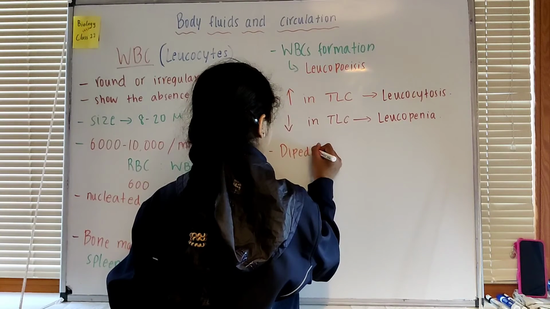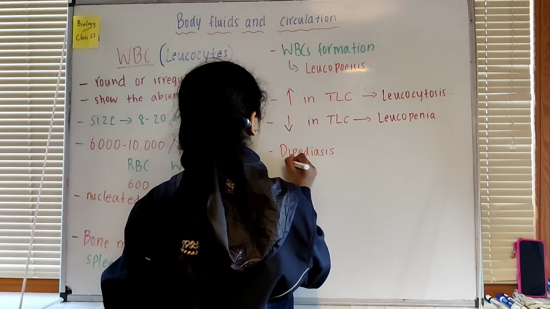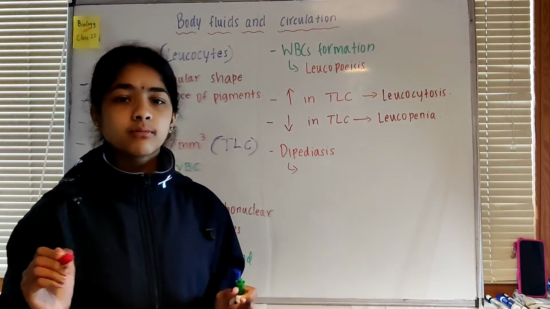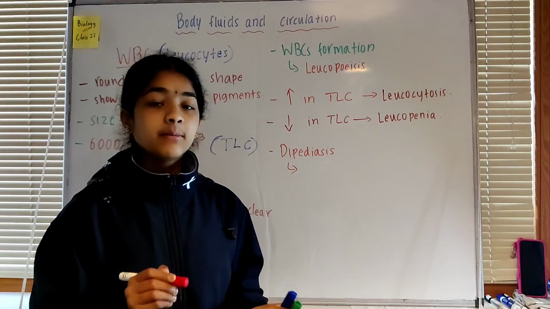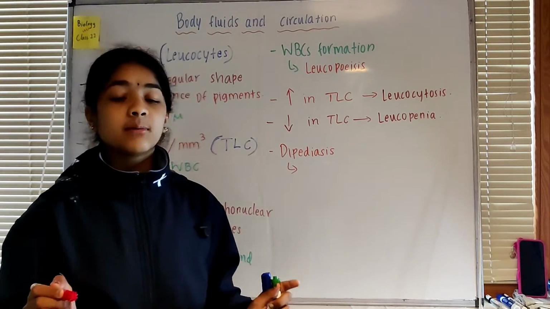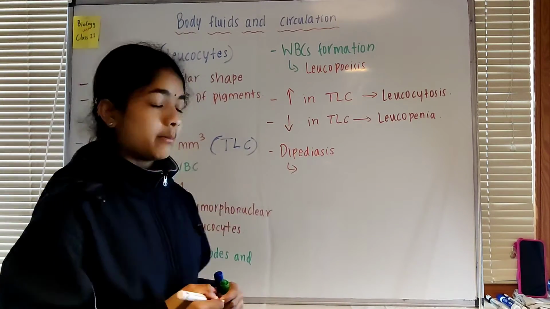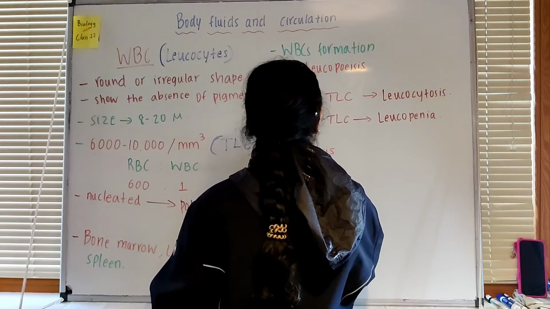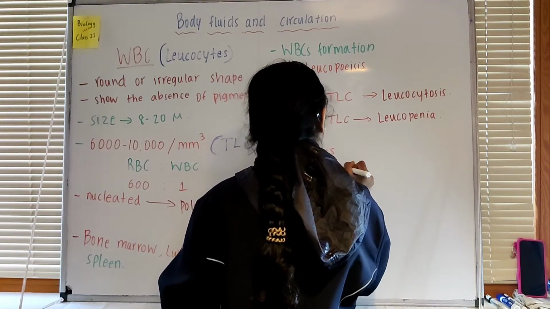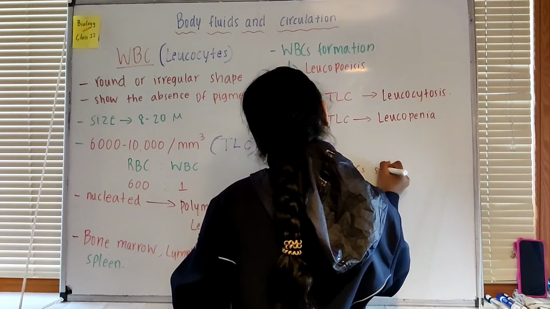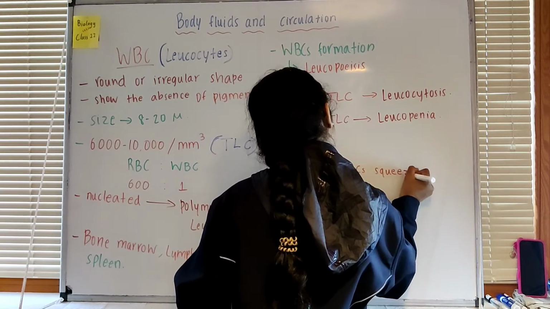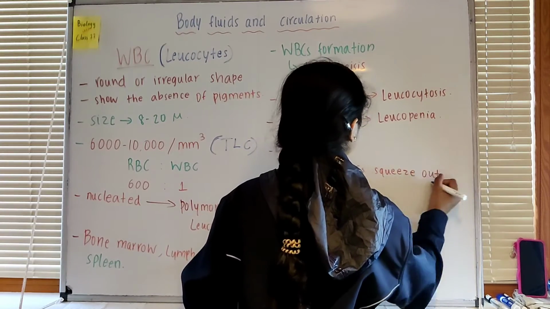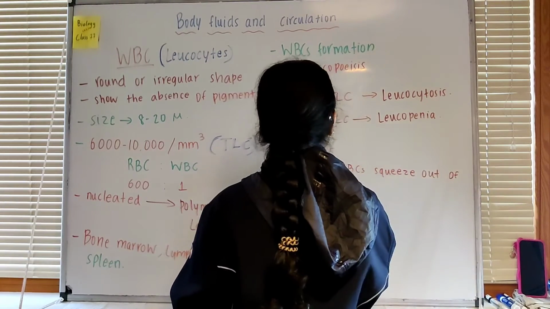Diapedesis. Diapedesis is a special property which is shown by the WBCs. Diapedesis is when the WBCs squeeze out of capillaries to fight the infections or the diseases. So squeeze out of capillaries.